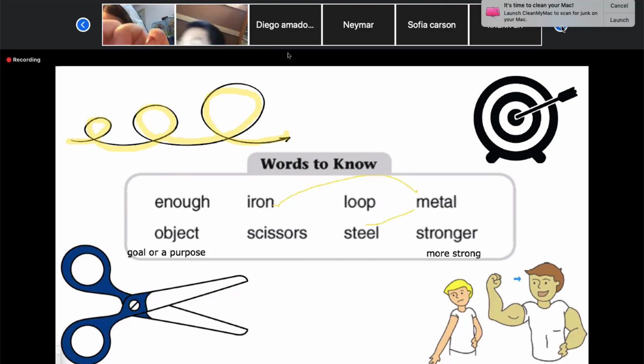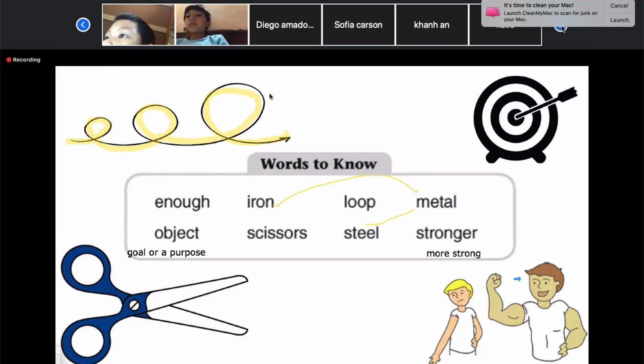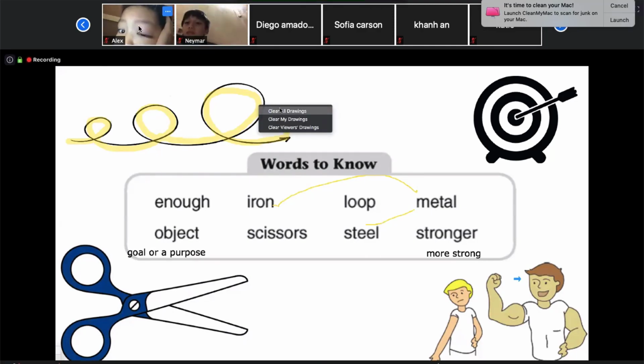Does anyone have questions about our words to know? Go ahead and raise your hand if you have questions. Okay, and Sophia also says scissors are to cut. All right. Pretty easy, right? I think most of these are words that you have seen before. So we're going to read our story, and if you're not sure about a word, you can raise your hand and ask me, and we'll talk about the meaning of it while we read our story. Okay?